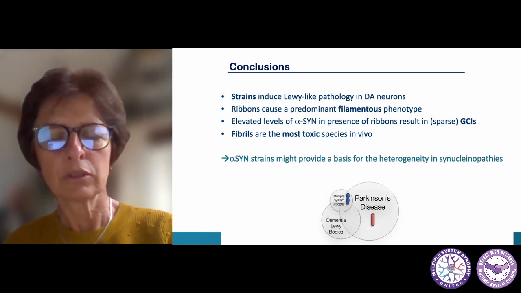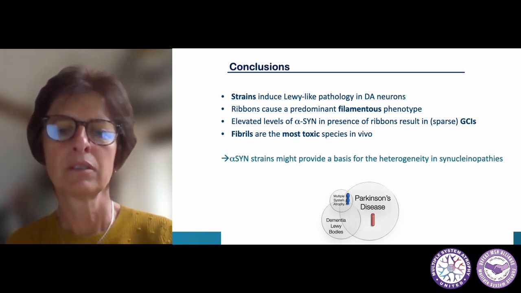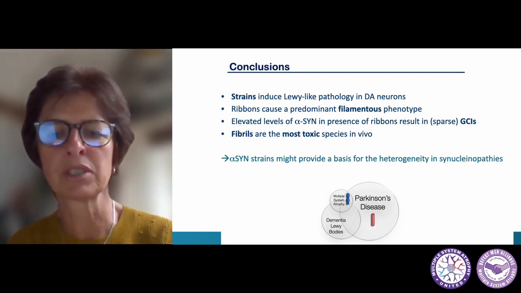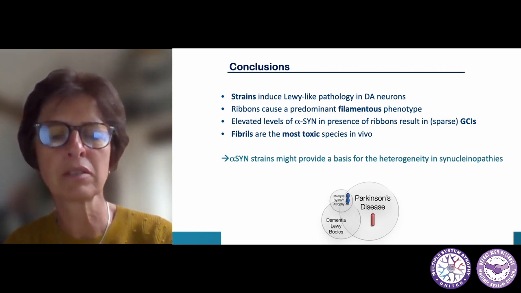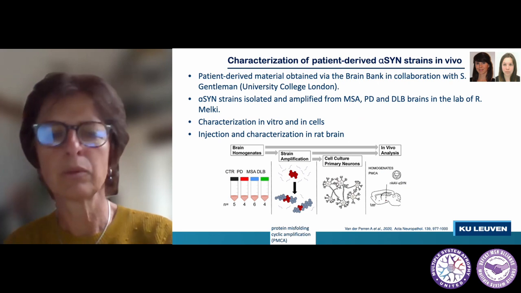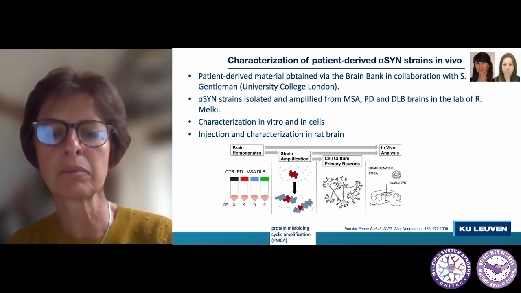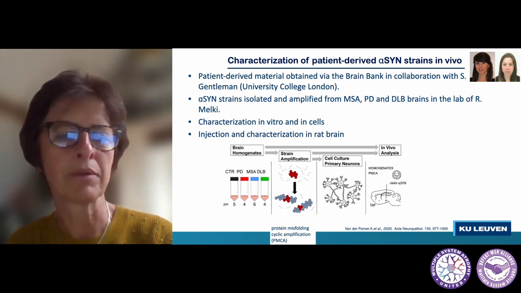The conclusion is that this might indicate that the differences between alpha-synuclein aggregates in multiple system atrophy and Parkinson's disease or dementia with Lewy bodies could be due to different strains present in these diseases. Now, to investigate this further, we wanted to go more to patient-derived material. So we obtained material from the brains of different patients, some MSA, PD, and DLB patients. This was in collaboration with Steve Gentleman from UCL, who has this brain bank.